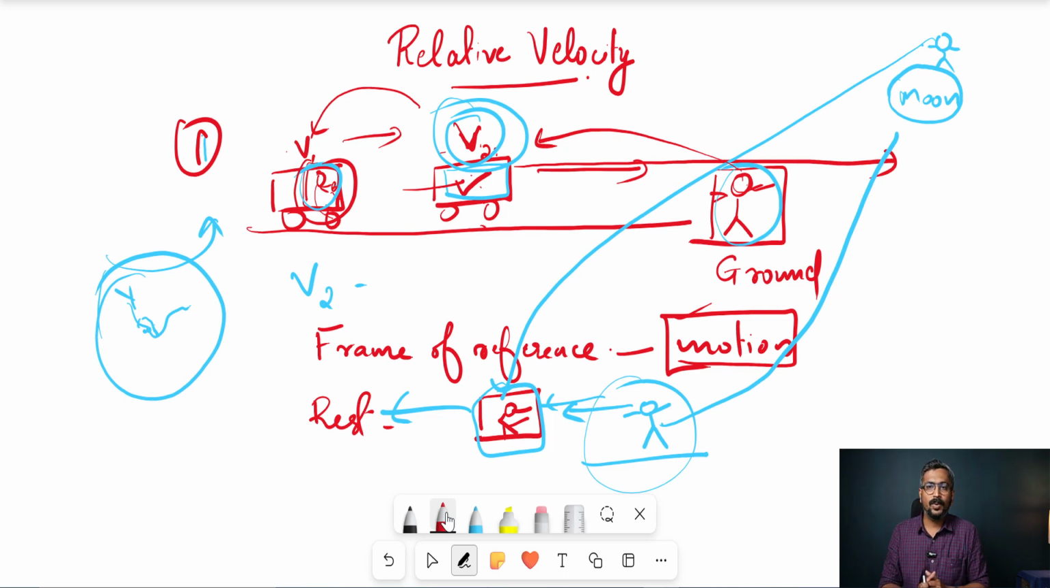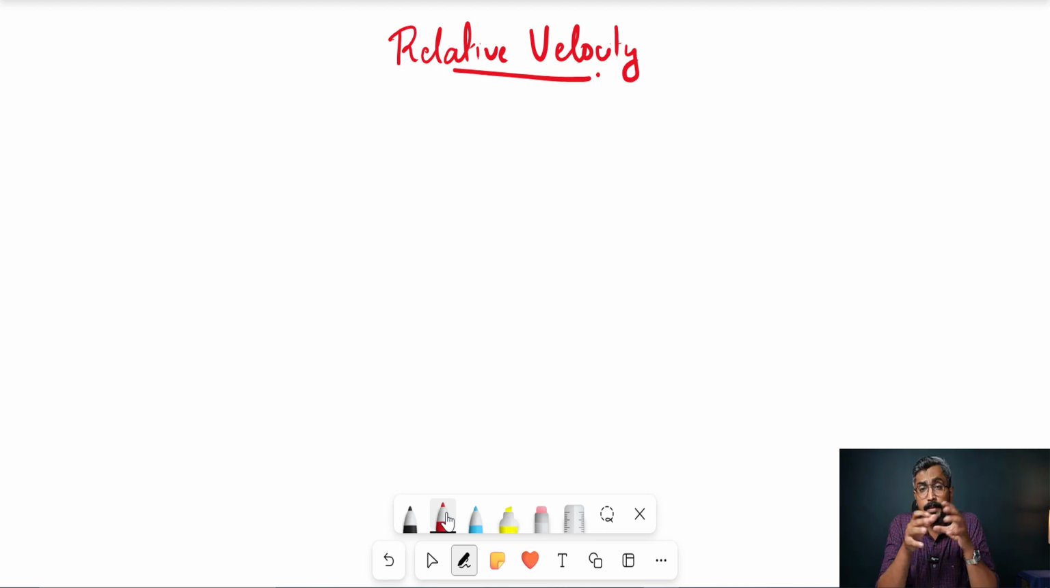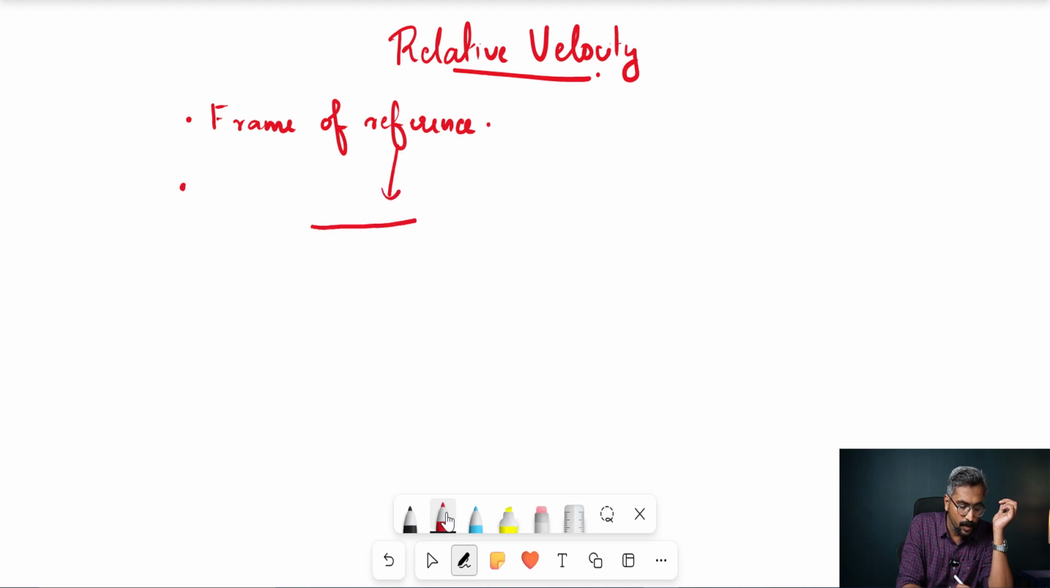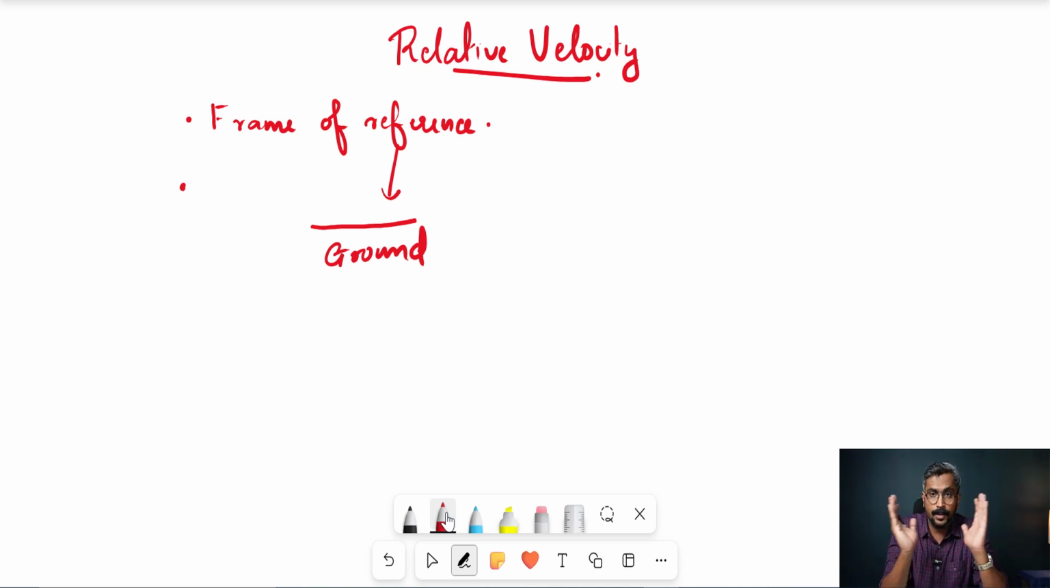So how can we solve this relative velocity case? We have seen that a very important term is the frame of reference. Here is one more concept: always find the relative velocity, or velocity of an object, with respect to the ground. You are taking the ground as the reference point, and you are finding the velocity with respect to the ground, as we are taking the earth as our common frame of reference.